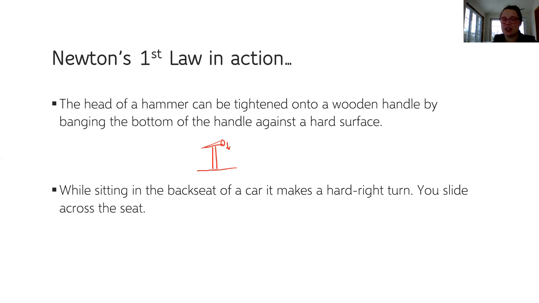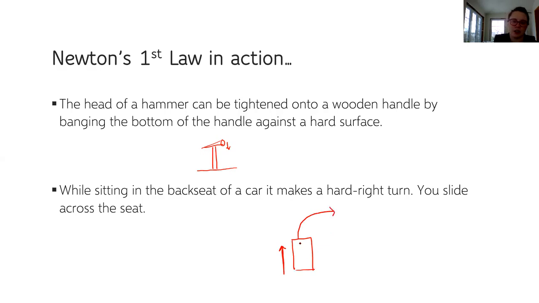Next one says, while sitting in the back seat of a car, it makes a hard right turn and you slide across the seat. Okay, well, let's use Newton's law of inertia. So you're driving down the road in the car. We'll draw a little box to be our car. The car makes a hard right turn. The car goes this way.